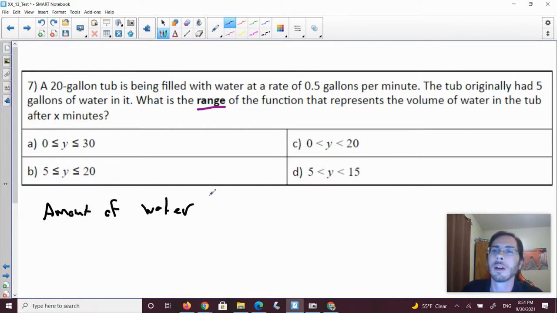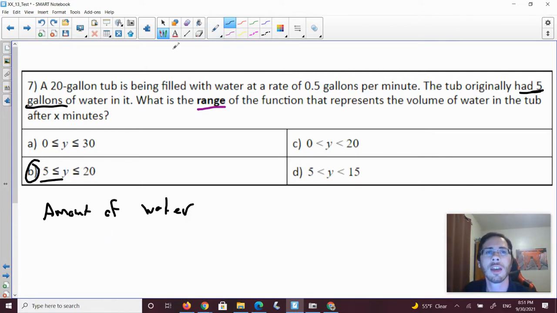So the smallest amount of water that we can have is not 0 because we do start with 5. So since we know we start with 5, there's only one choice because only one of them has a 5 with an equal sign with it. So the answer is B, and we're kind of done.